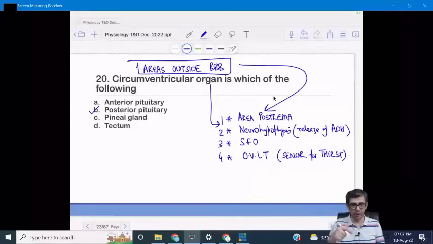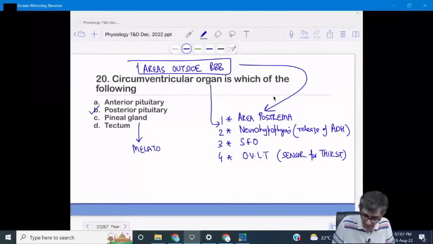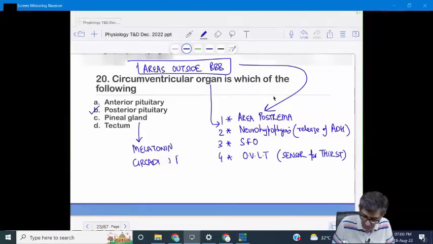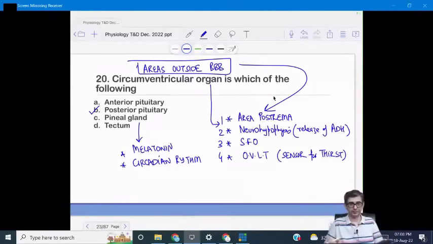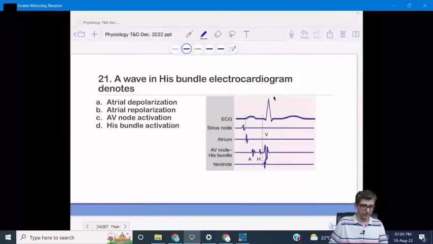Answer to question number 20 is B. It's not the pineal gland. Pineal gland तो यार वो है ना melatonin. तो उसका तो standard सा question वही आता है circadian rhythm वाला ना. Okay, answer 20 is B. We come to question number 21. Yeah, median eminence would be the middle part of the pituitary basically.